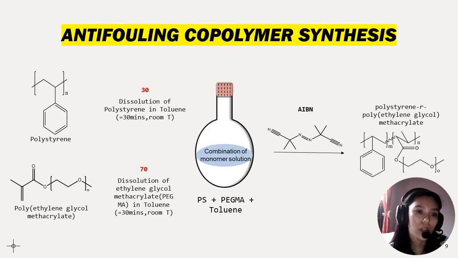Now, in order to produce the antifouling copolymer, we use polystyrene and polyethylene glycol methacrylate. This will serve as the antifouling unit, and this will serve as the anchoring unit in order to stabilize the amphiphilic polymer. We use a 30 to 70 ratio of polystyrene and polyethylene glycol methacrylate because this was found to be the most effective in antifouling, even in a random configuration, because it is more effective than a block configuration. These polymers were dissolved in solvent, and we use an AIBN initiator in order to synthesize polystyrene-random-polyethylene glycol methacrylate, or PSR-PEGMA.